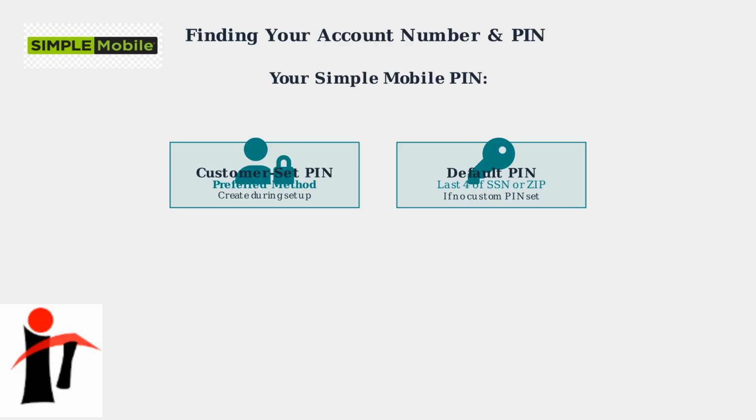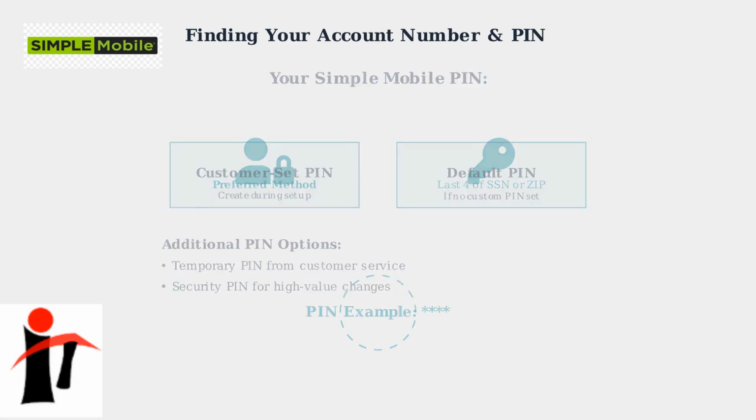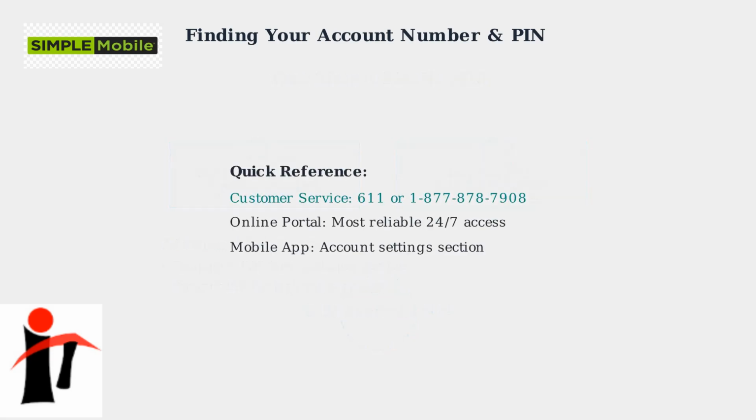Simple Mobile prefers you use a customer-set PIN that you create during account setup or modify later for better security. If you haven't set a custom PIN, the default is often the last 4 digits of your Social Security number or zip code. You can also request a temporary PIN from customer service or set up a security PIN for extra protection. For quick reference, remember that customer service is available at 611 or the toll-free number.